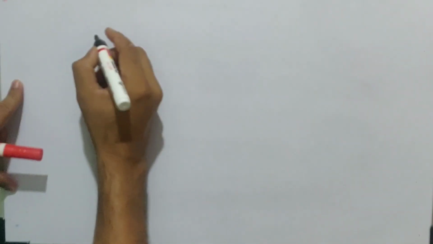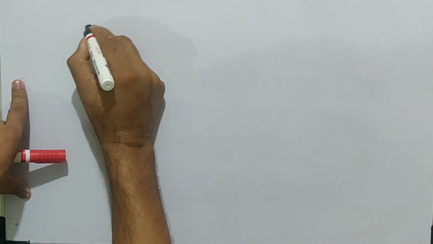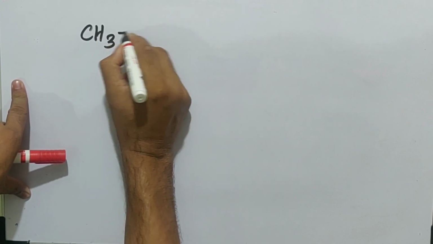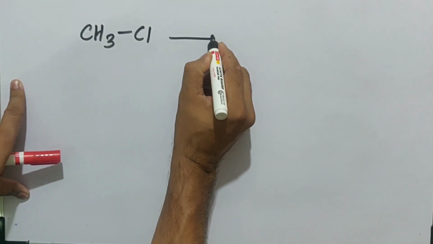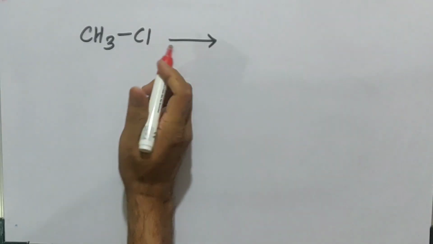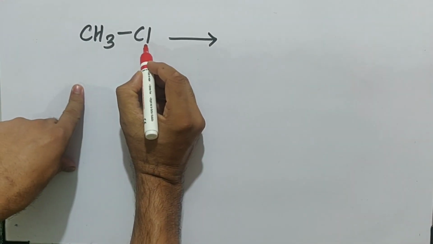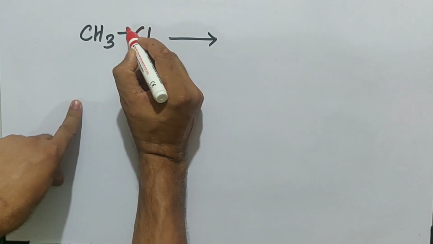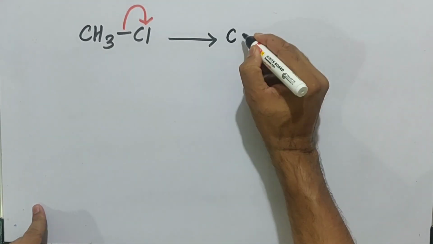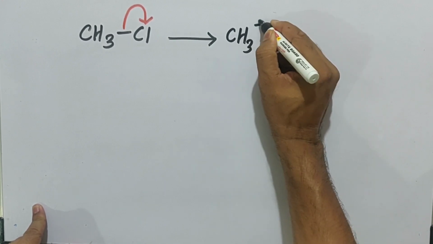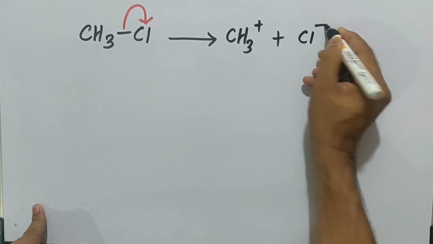Let us consider one simple compound, that is methyl chloride or chloromethane. As a result of heterolysis in this compound, Cl is more electronegative than carbon, so the electron pair is shifted towards the chlorine. That leads to the formation of a cation and an anion, that is CH3+ and Cl-.